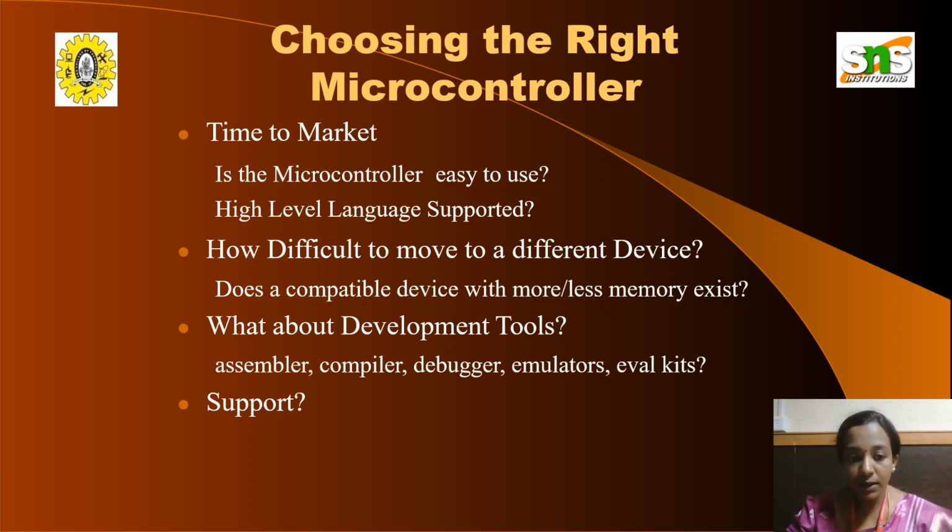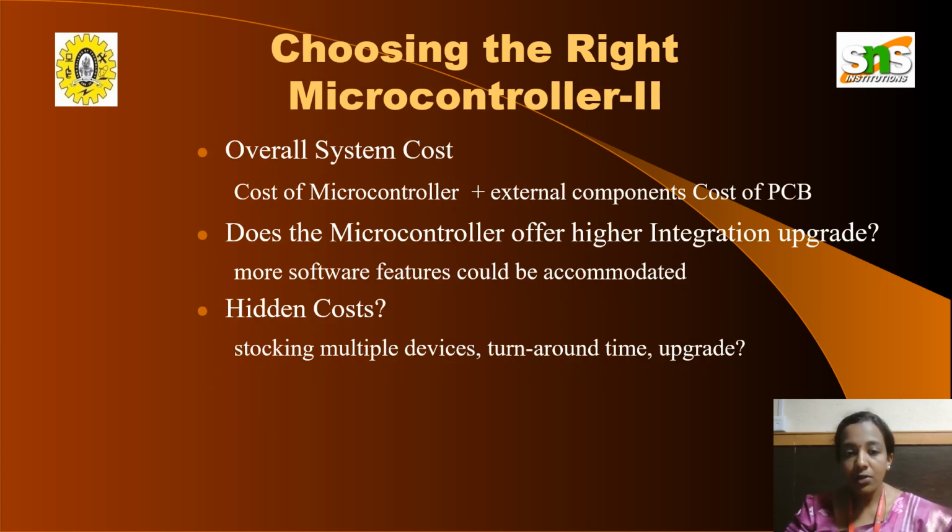The development tools like assembler, compiler, debugger, emulators, and kits, and the support for these items are also to be considered while designing an embedded system. For the overall system cost, we have to consider the cost of the microcontroller, the external components, and the PCB. This is the overall cost we spend for developing the hardware and also for developing the software.